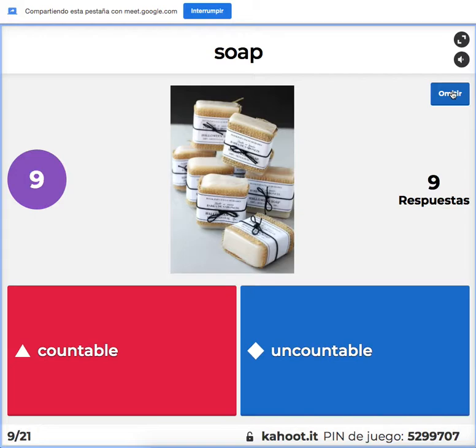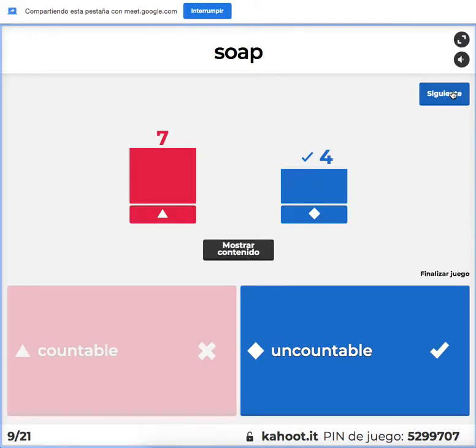Soup. Al fin, sí, profe, al fin. Yeah, finally, great. So what happened with soup, guys? Is it countable or uncountable? It is uncountable, but the bars of soap are countable and the soap itself is not countable. That's it.